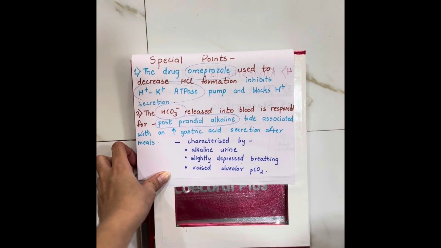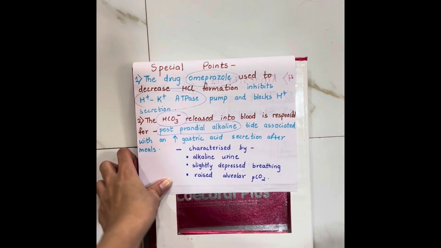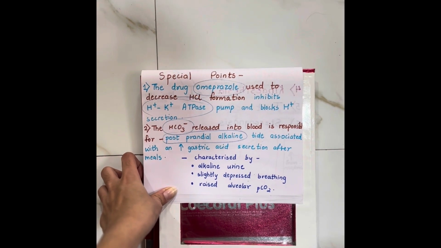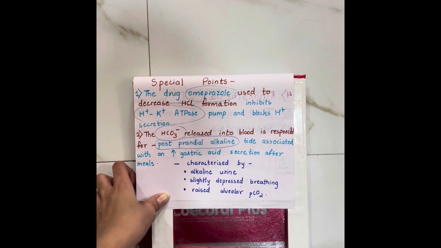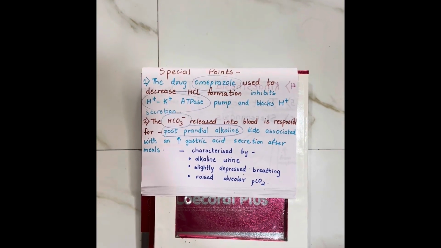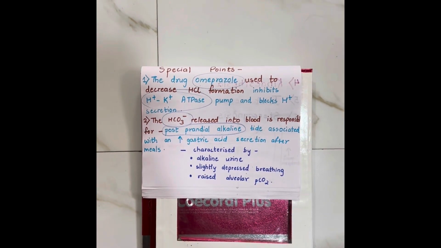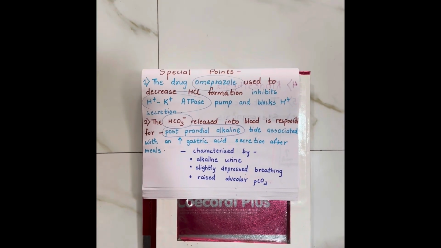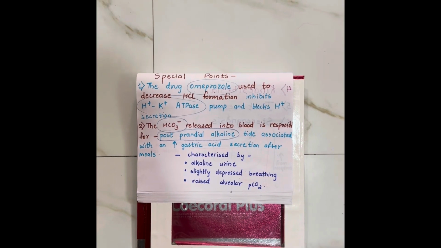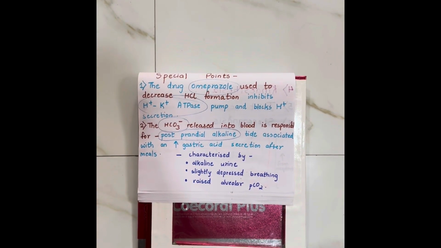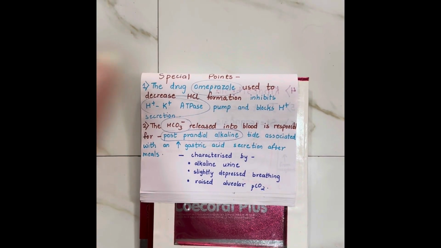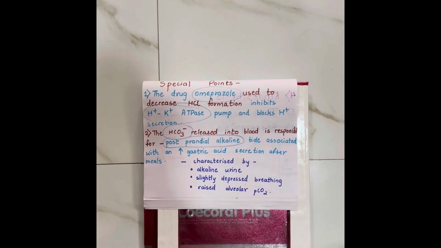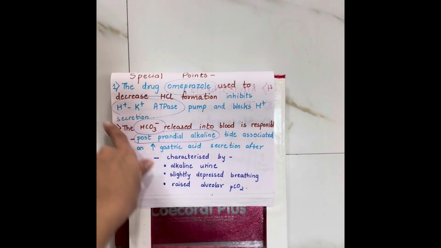And these are some special points about HCl secretion. First is the drug omeprazole, used to decrease HCl formation; it inhibits the H plus K plus ATPase pump and blocks H plus secretion. When we have too much acidity and we want to decrease HCl formation, the drug omeprazole is given, which blocks the H plus K plus ATPase pump. So the main key point that you should remember, even if you forget the sentence: omeprazole blocks H plus K plus ATPase pump. What I have circled, just remember that much.